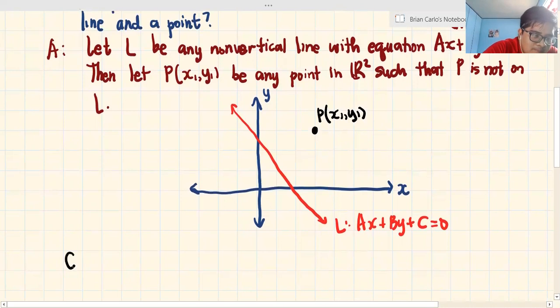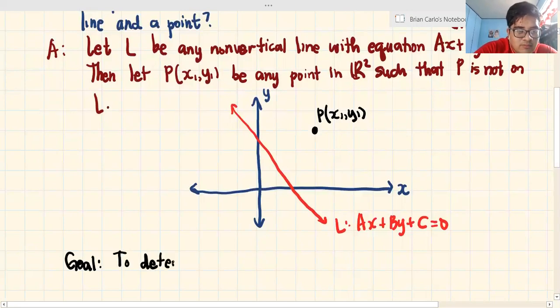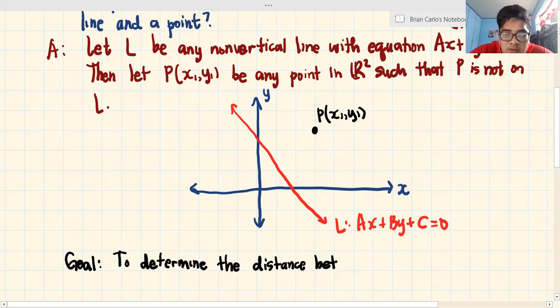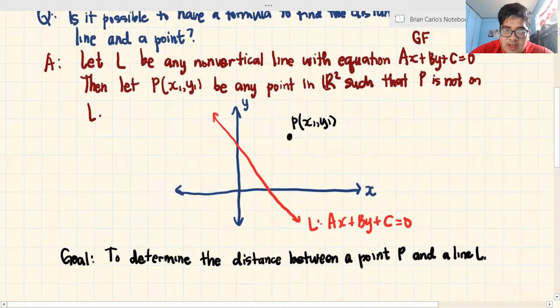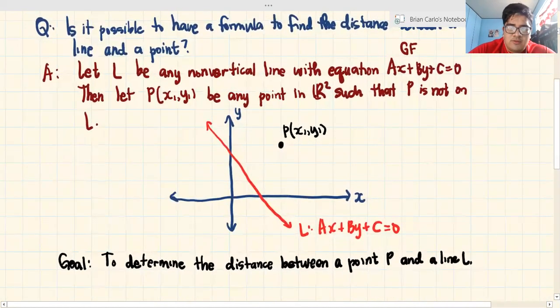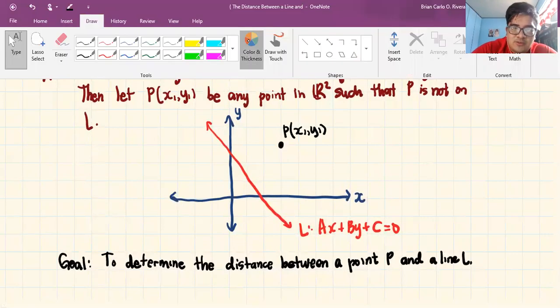Goal. Kung susulat tayo ng goal dito sa baba. Ano bang goal? To determine the distance between a point P and a line L. Kasi yun yung topic natin to determine the distance between a line and a point. 'Di ba? Ngayon, maraming posibleng distances na tinutukoy.